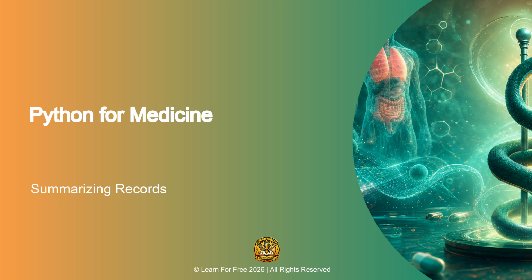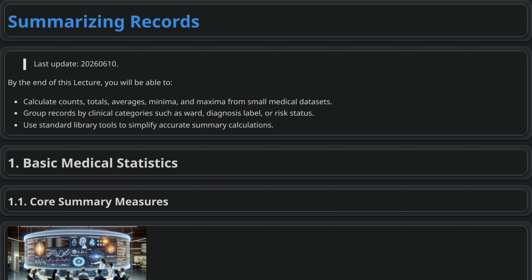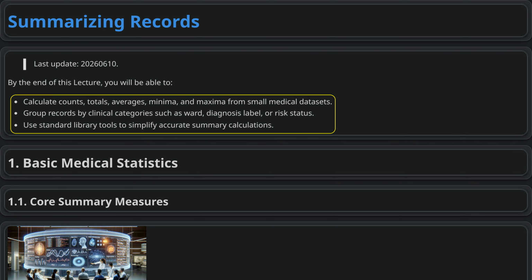Module 4, Lecture A, Summarizing Records. By the end of this lecture, you will be able to calculate counts, totals, averages, minima, and maxima from small medical datasets, group records by clinical categories such as ward, diagnosis label, or risk status, and use standard library tools to simplify accurate summary calculations.